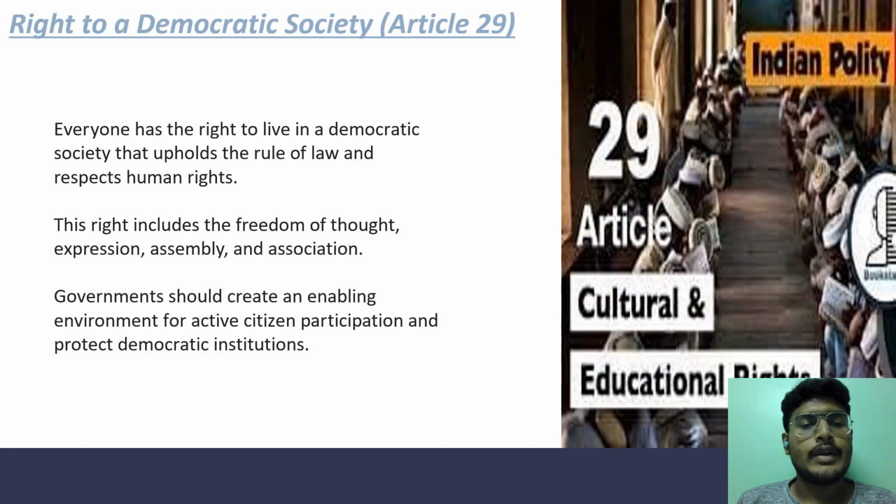And next is right to a democratic society, Article 29. Everyone has the right to live in a democratic society that upholds the rule of law and respects human rights. These rights include the freedom of thought, expression, assembly, and association. Governments should create an enabling environment for active citizens' participation and protect democratic institutions.